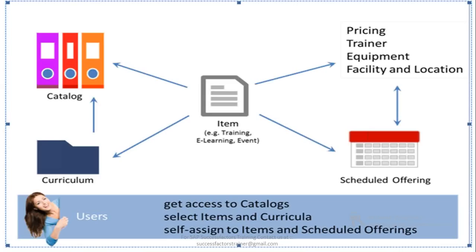And a catalog is nothing but how you want to restrict users' access to the training items, and it's always represented by the book file kind of icon that is shown in the system. Scheduled offering is nothing but the dates, so it is represented by default by the calendar icon that you see. And you can also see the arrow marks. An item can always be associated with scheduled offering, pricing, trainer, equipment, location, catalogs, and curriculum. And what are all the things that you can associate a scheduled offering with, and what are all the things a curriculum can be associated with.